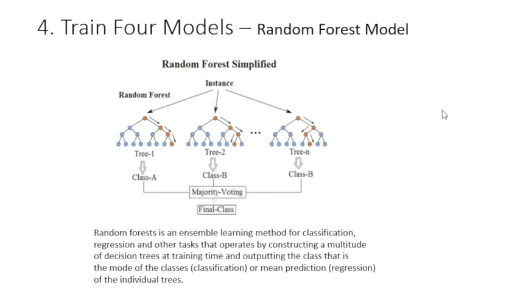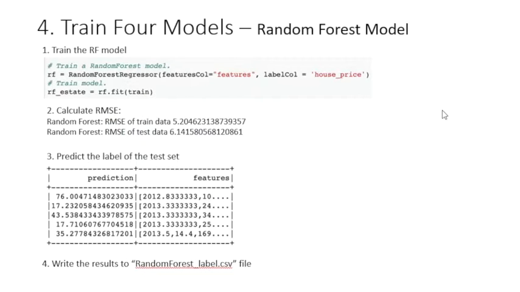The next model is a random forest model. Random forest is an ensemble learning method for classification, regression, and other tasks that operates by constructing a multitude of decision trees, and it outputs the class that is the mode of the classes. For the random forest model, after training the model, we calculate the root mean square error, get the predictions and write the result. These are the same four steps.